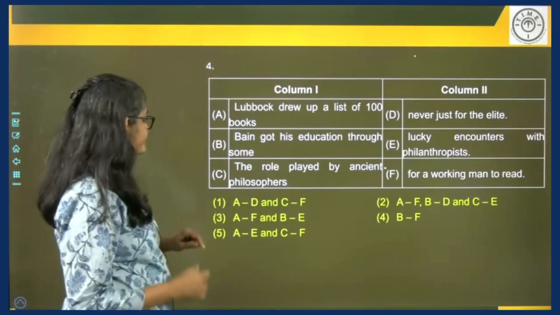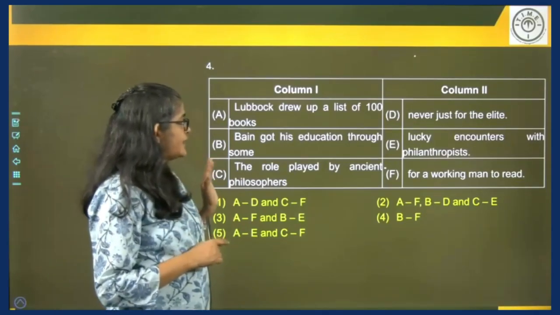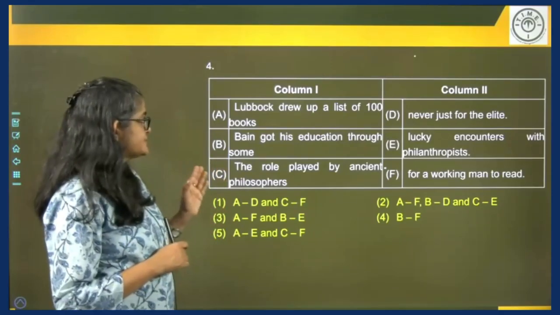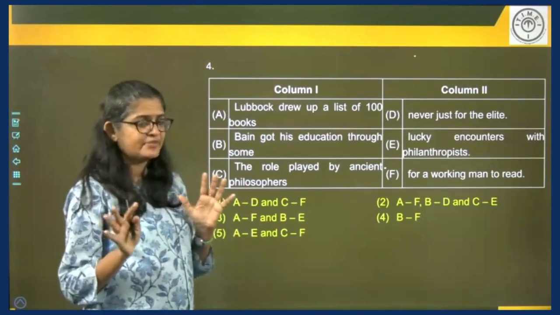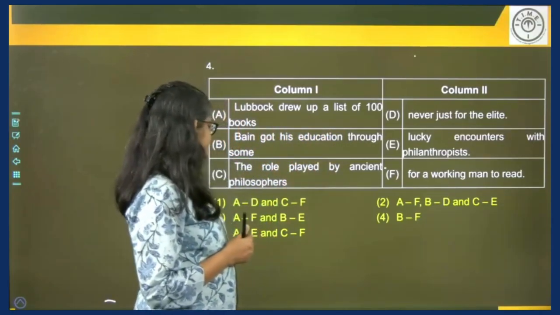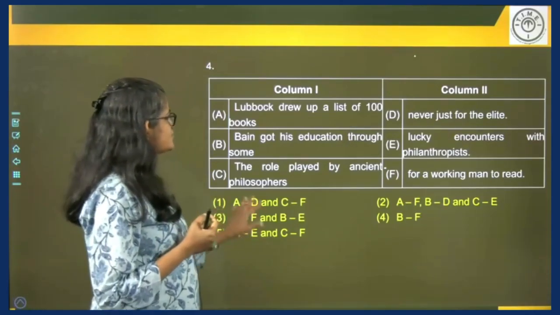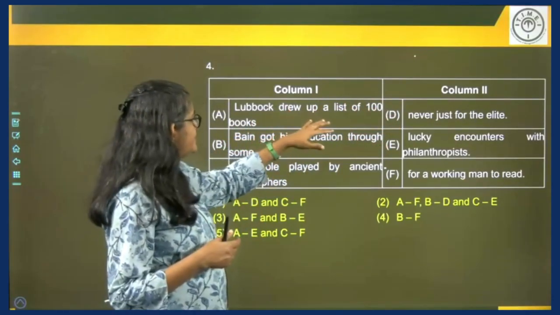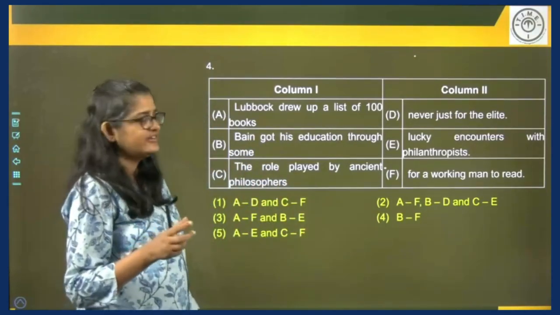Next. Okay. Lubbock drew up a list of 100 books. He drew up a list of 100 books for doing something maybe, or which were something like that, right? 100 books, never just for the elite. Okay, that doesn't sound quite right, because if that is what you are supposed to imply, then it should be drew up a list of 100 books which were never just for the elite, something like that, right?